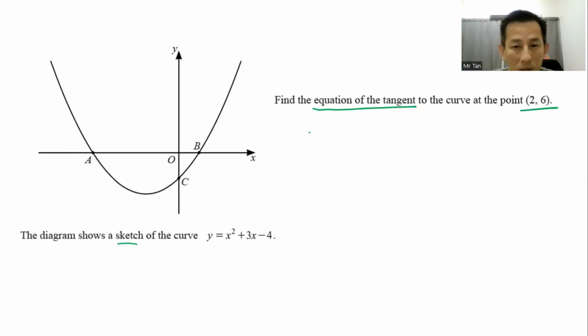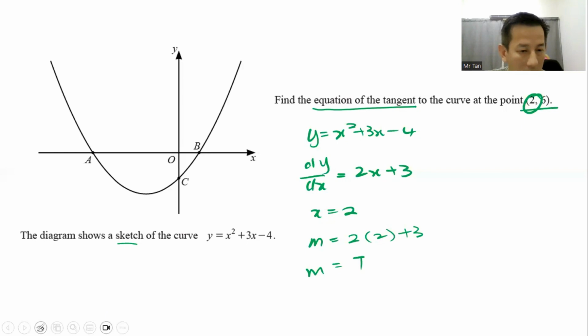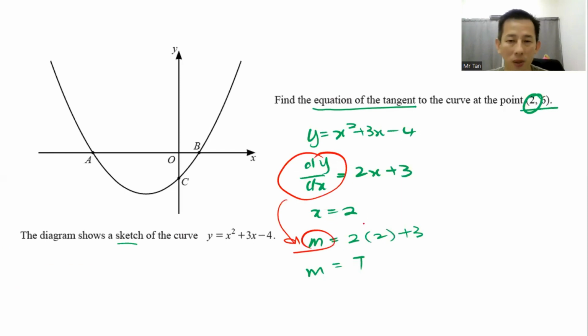So to do this, y equal to x squared plus 3x minus 4, differentiate, dy dx equal to 2x plus 3. Okay, so when x equal to 2, take this point, your m equal to 2 times 2 plus 3, that will give you 7. Remember, dy dx is the gradient function. In other words, your dy dx is equal to the m when you substitute the x value.